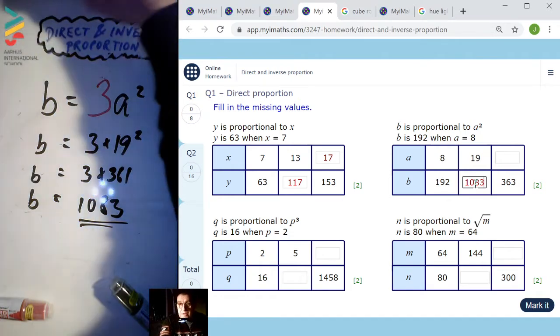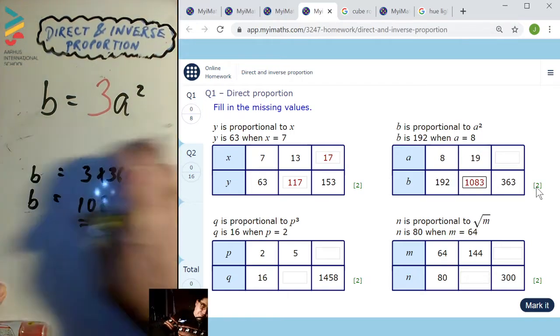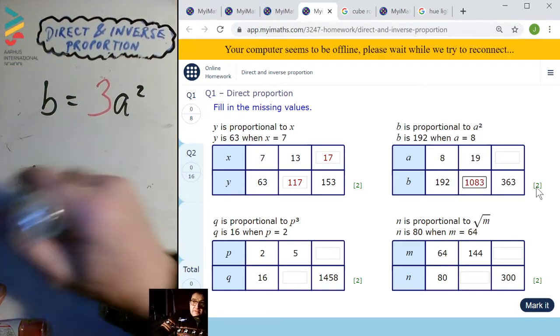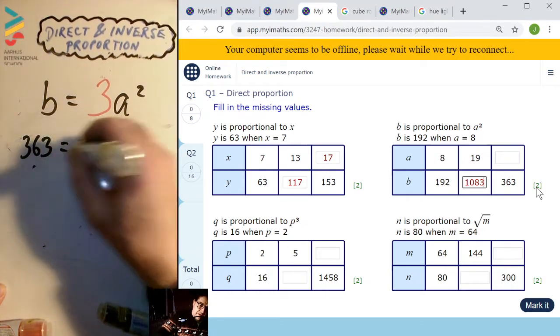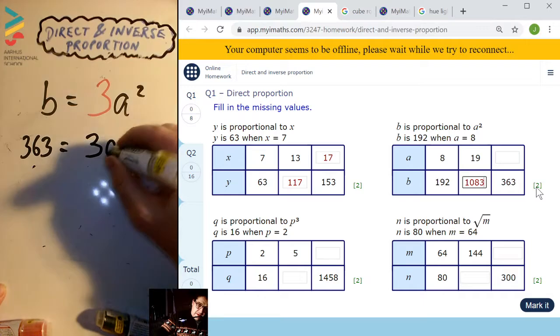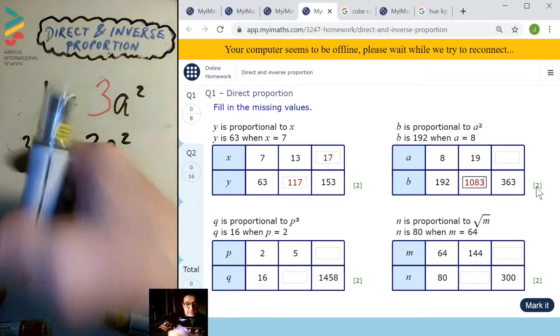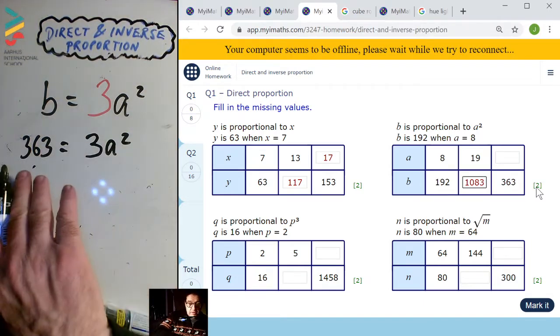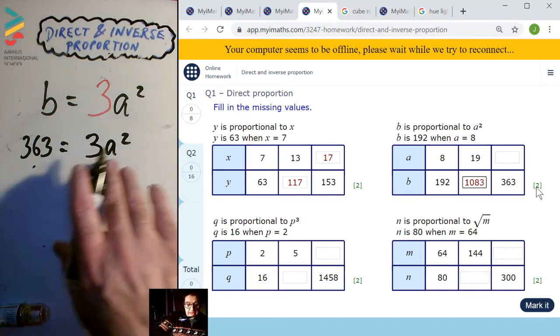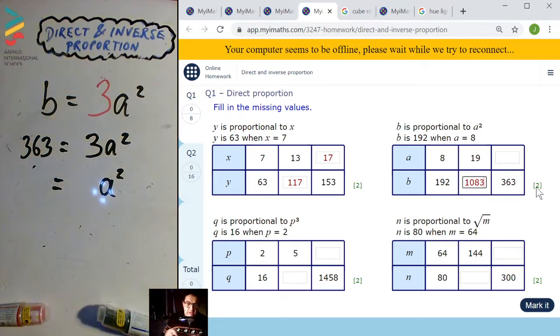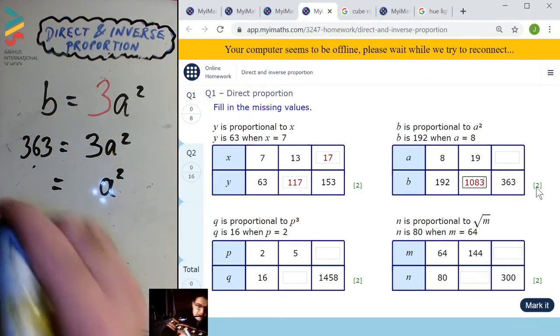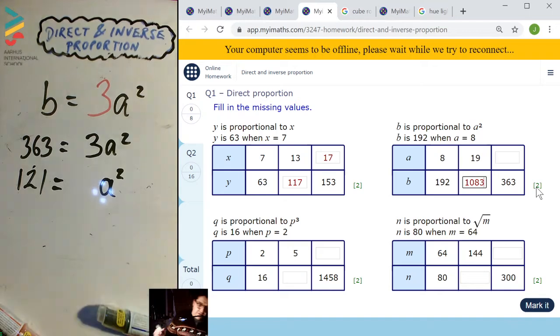Okay, then we've got to figure out what a is when b equals 363. So again, just fill in the numbers that we know. 363 is b, and we've got to figure out what a is. So just replacing the b with 363, we get 363 equals 3a squared. I'd like to get the a squared bit on its own, so I'm going to divide everything by 3, and that gives me 121 equals a squared.